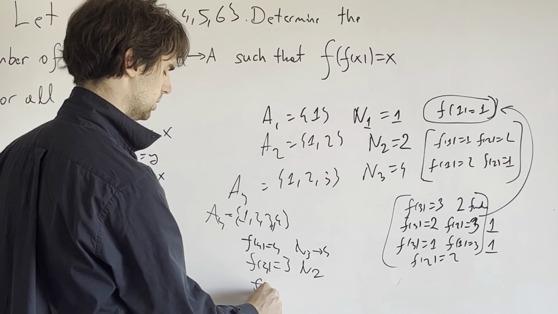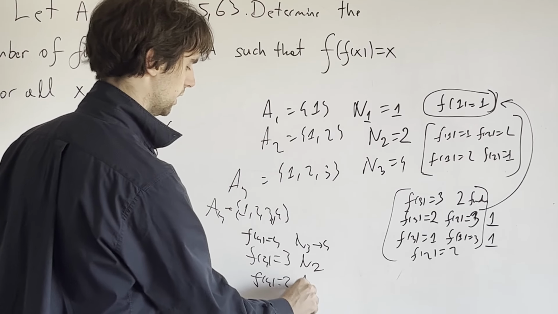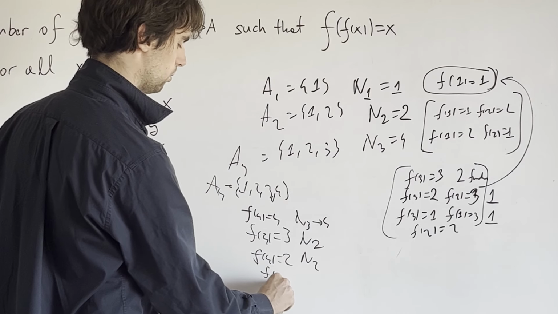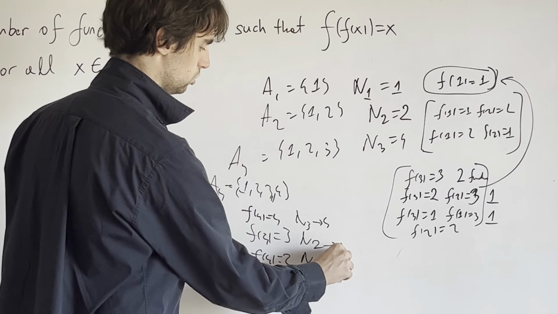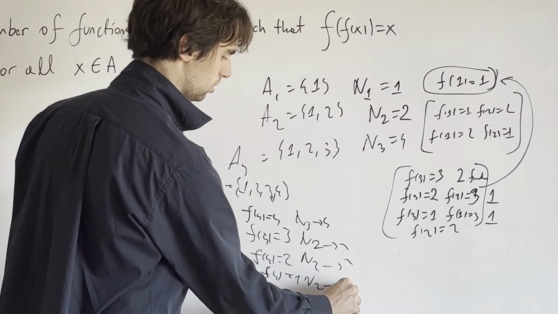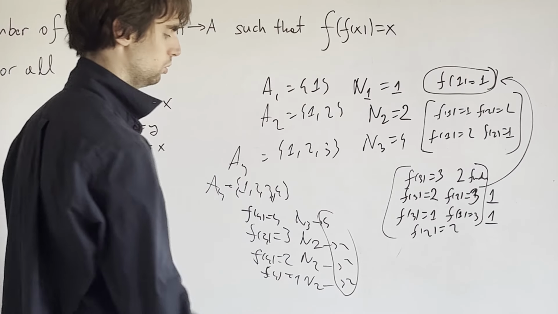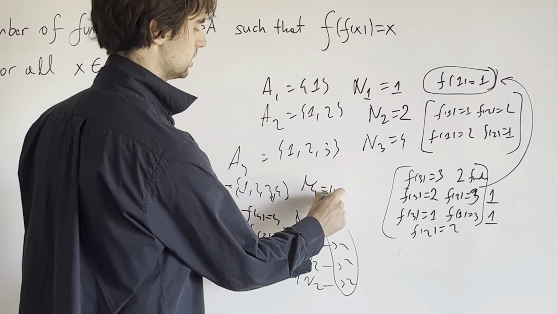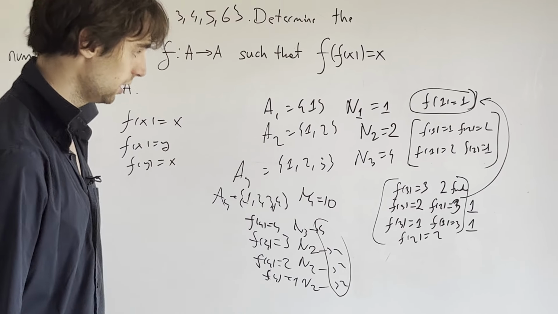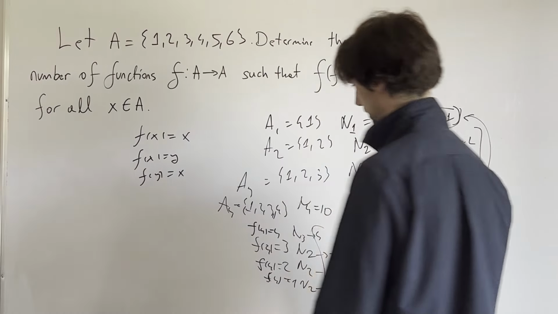If f(4) is equal to 2, I have n2 functions. If f(4) is equal to 1, I also get n2 functions. This is 2, 2, 2. 4 plus 2, 2, 2, 2, 2, that's an extra 2. That's n4 is equal to 10. And I can just continue like this.